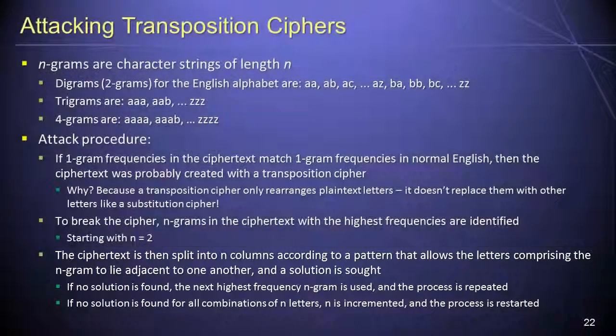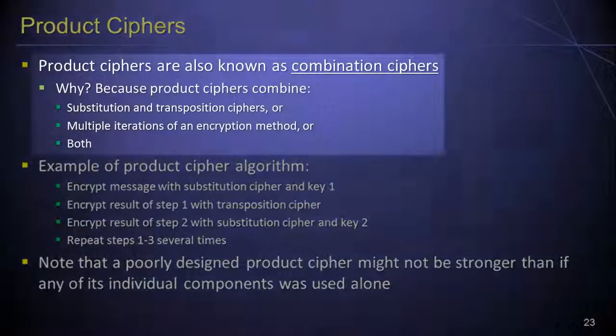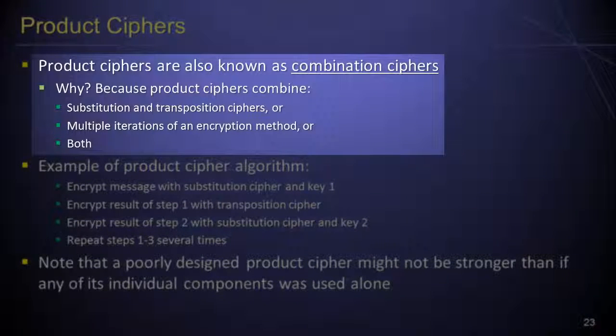Recall that a product cipher is a cipher in which 2 or more transformations are applied to a message in the process of creating the final ciphertext. The goal of using a product cipher is to create ciphertext that is more secure than if only a single transformation had been applied to a message. Product ciphers are also known as combination ciphers because product ciphers typically combine substitution and transposition ciphers, multiple iterations of the same cipher, or both.